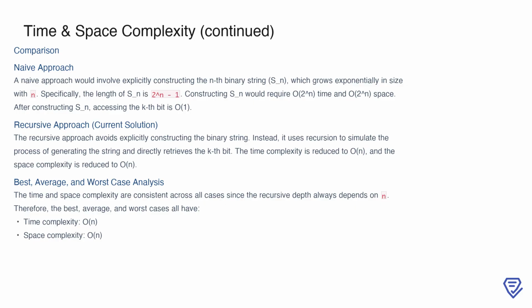In contrast, the recursive approach avoids constructing the binary string entirely. Instead, it simulates the process of generating the string and directly retrieves the kth bit. This reduces the time complexity dramatically to O(n), and the space complexity to O(n). Importantly, the time and space complexity remain consistent across best, average, and worst cases since the recursion depth depends solely on n, making the recursive approach significantly more efficient for larger values of n.